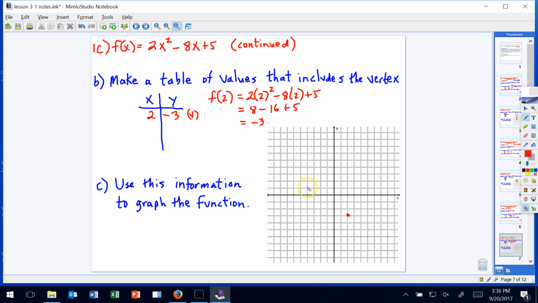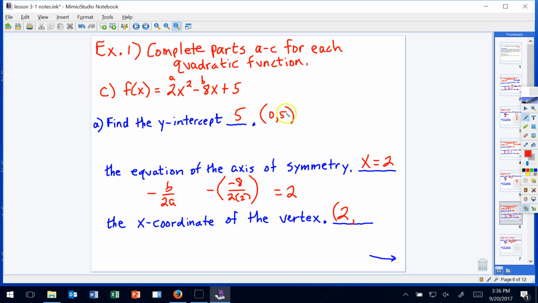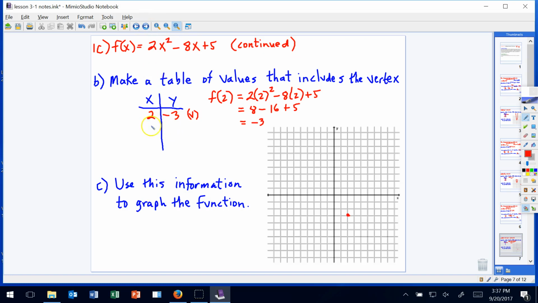And we already know another point based on our previous slide. The y-intercept is a point on this graph, so there's no need to plug a number in when we already found a point, 0, 5. That y-intercept means we're going to cross the y-axis at that point. And remember, we have symmetry. I'll just do a little dotted line. This AOS is our line of symmetry, x equals 2. So again, use that to help you come up with other points when you don't really have to calculate them.